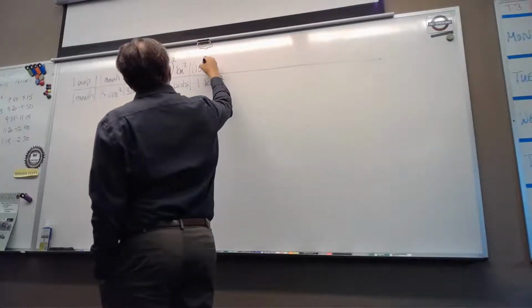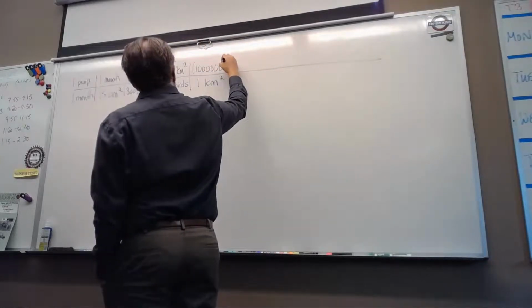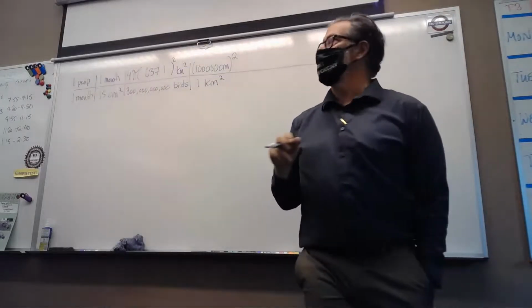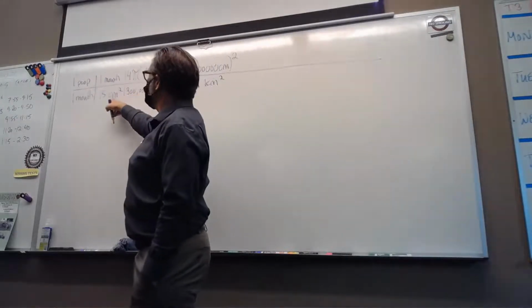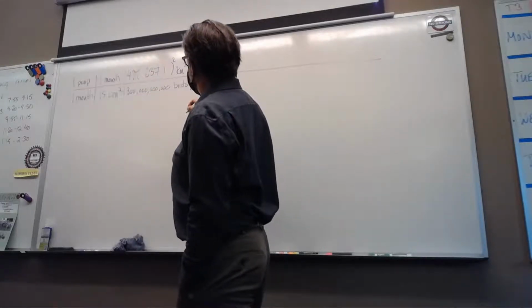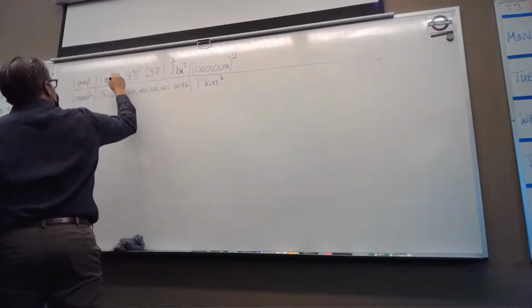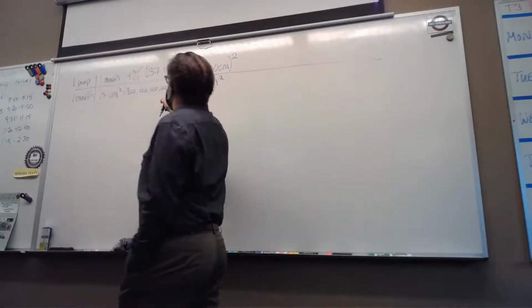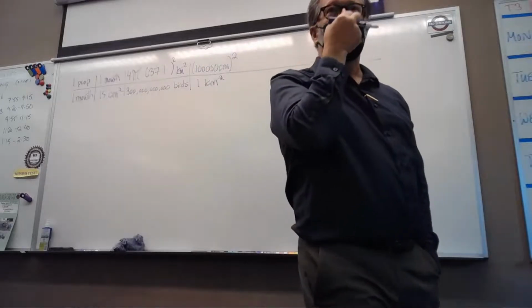So this is 100,000 centimeters squared. Cancel out. Oh, look, the centimeters squared and the kilometers squared are going to cancel out. So far, we just have poops per bird.